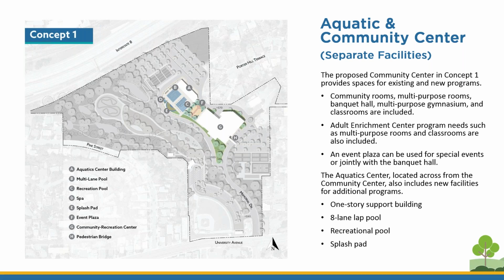A brand new aquatic center is located across from the community center, and it includes a 1-story support building, an 8-lane lap pool, a recreational pool, and a splash pad. The aquatic center will support an expanded program to meet the needs of the community and other aquatics groups.